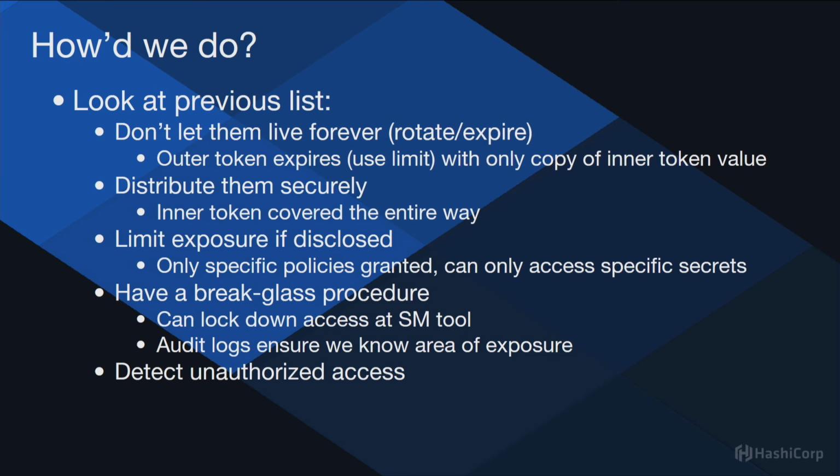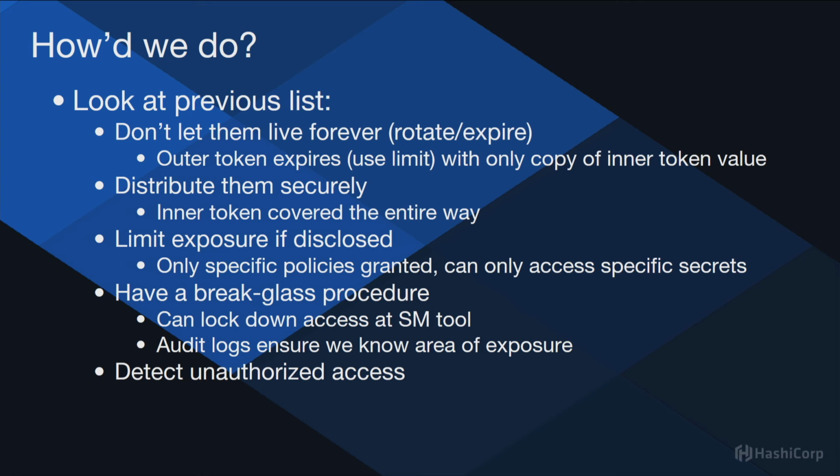It can use that token for whatever it actually needs to do and whatever it's allowed to do. All right, so let's look at our previous list. I established success criteria for this secure introduction problem of getting an initial secret to a container and doing it securely. Don't let them live forever. So the outer token expires and has a use limit. The only copy of the inner token value is in the cubbyhole of that outer token. Not even root tokens can read it. Never exposed. So they don't live forever.